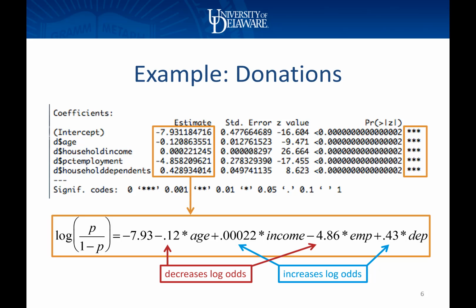And in this situation, you might not think that they do. As a person's age increases, does it make sense that they're less likely on average to give a donation? As their employment status increases, does it make sense that they might be less likely on average to make a donation? As their income increases, would they be more likely on average to donate? And as the number of dependents living in their household increases, does it make sense that they might be more likely to donate?